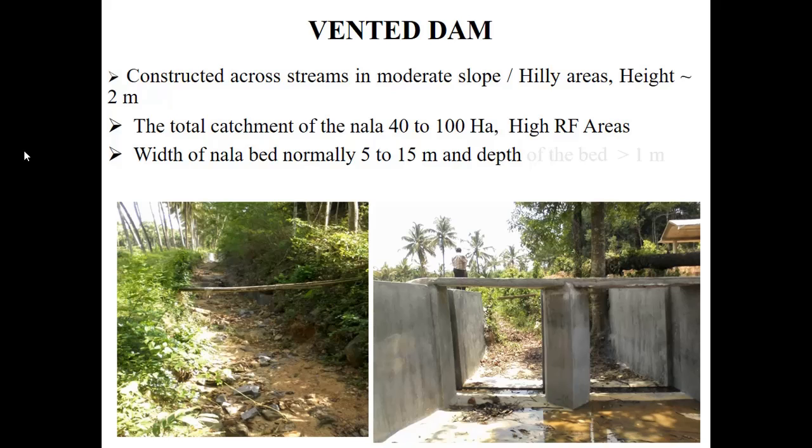The total catchment of the Nala is 4200 hectares, and these are all high rainfall areas. Where high rainfall areas exist, these vented dams work out, and width of the Nala bed is normally 5 to 15 meter, and depth should be more than 1 meter.